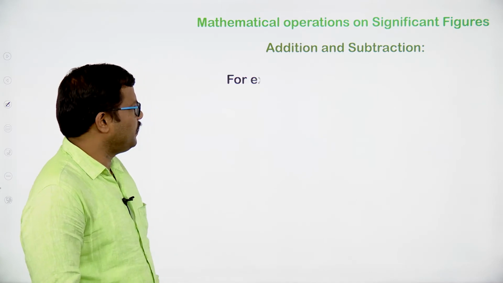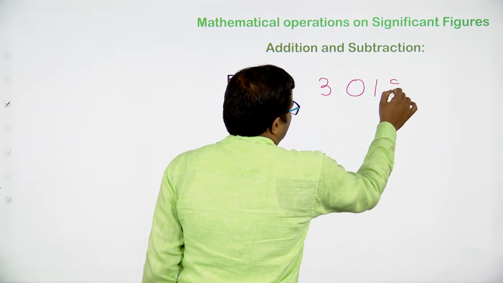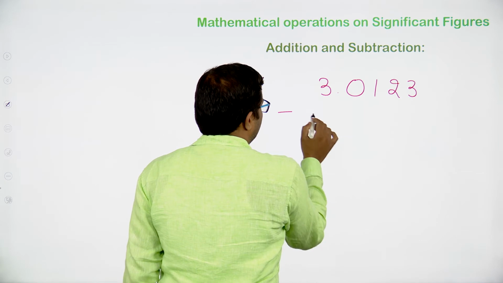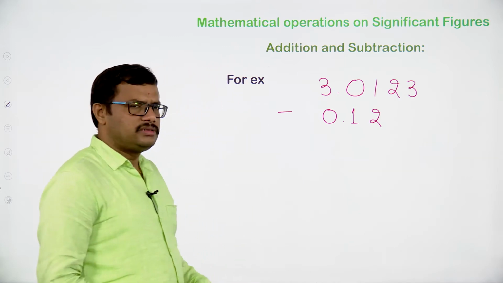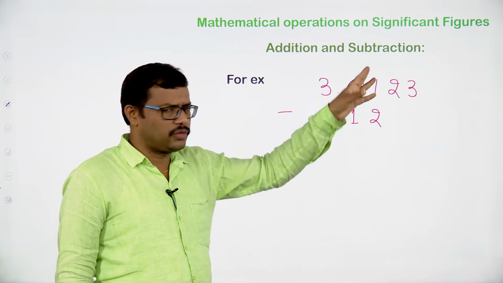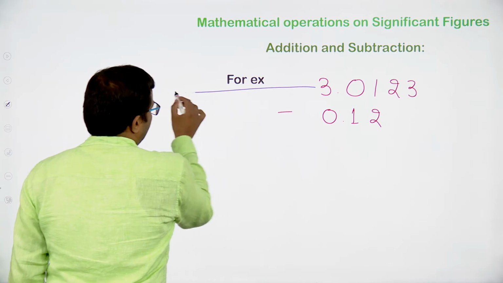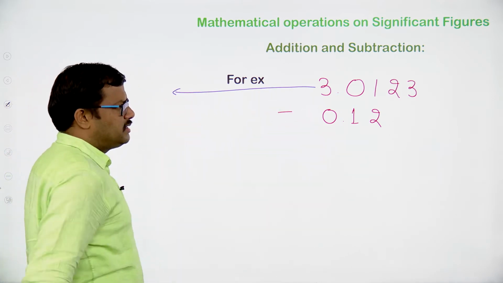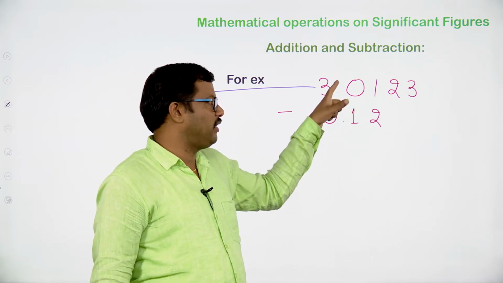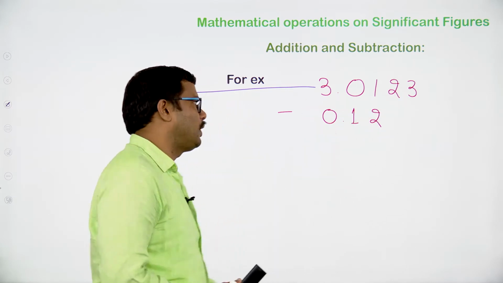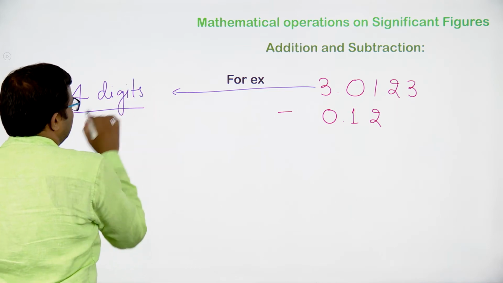Let us take an example with a subtraction. Let us say we have 3.0123, okay, and we are subtracting, let us say, 0.12. I am subtracting 0.12 from 3.0123, okay. So first we have to identify the number of digits present in each number. Now in this case, in the first number, how many digits are present after the decimal point? 3.0123. After the decimal point we have 0, 1, 2, 3. So all are counted. So that number has 4 digits after the decimal point.